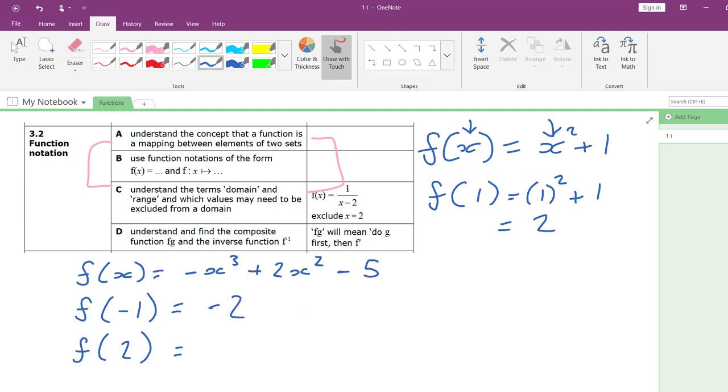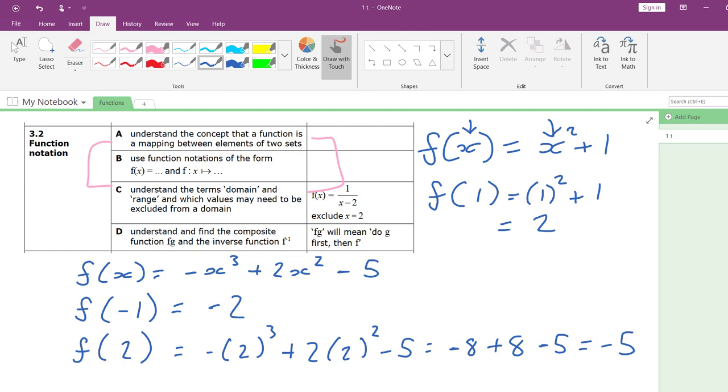So this was minus 2, and let's try f of 2 now. So this is going to be minus 2 to the power of 3 plus 2 multiplied by 2 to the power of 2 minus 5. And this is going to be minus 2 to the power of 3 is 8 plus 2 times 2 to the power of 2, which is 2 times 4. 2 times 4 is 8. So minus 8 plus 8 minus 5. Minus 8 and 8 cancel out, so the result is minus 5.